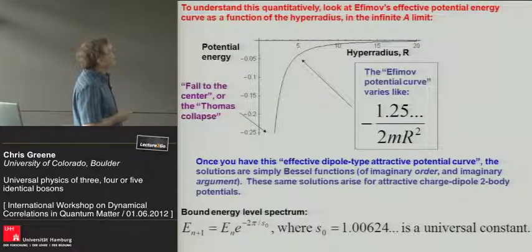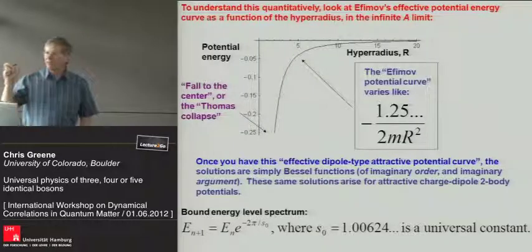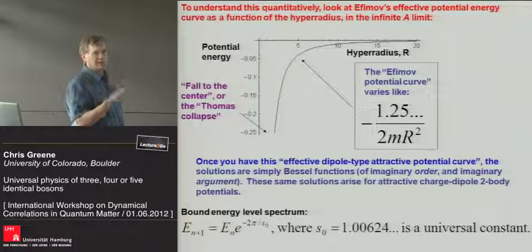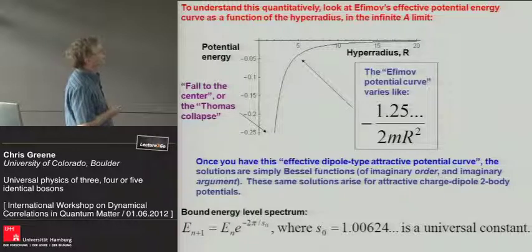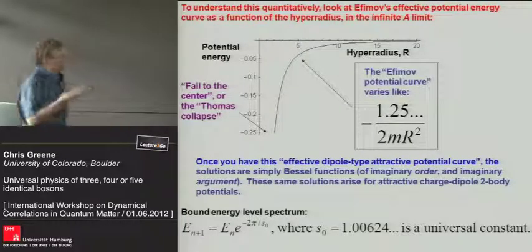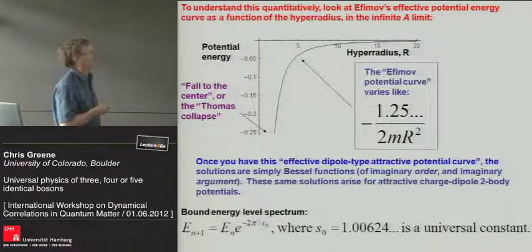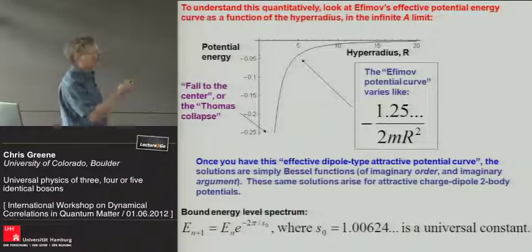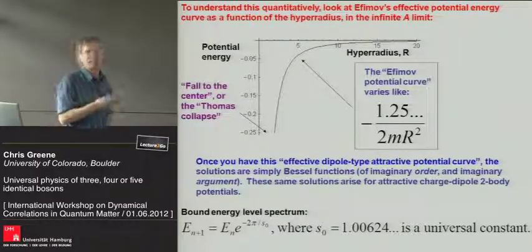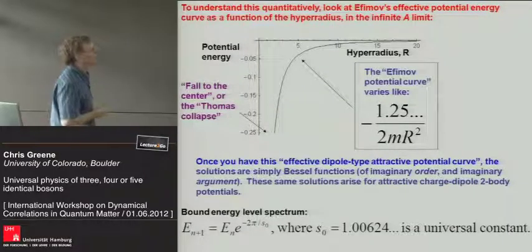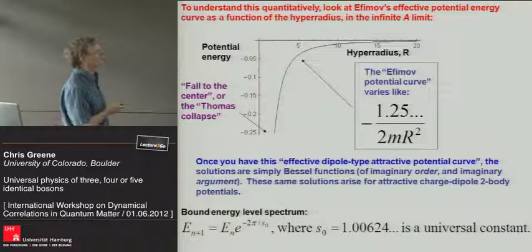So when you apply that to the particularly interesting case of infinite two-body scattering length and zero-range two-body interactions, like in the sense of the Fermi pseudopotential, what you get is a 1 over r squared potential curve. This was derived by Efimov. This was his famous contribution around 1970, using different language, but basically solving the same problem, just stating it differently in the context of nuclear physics.